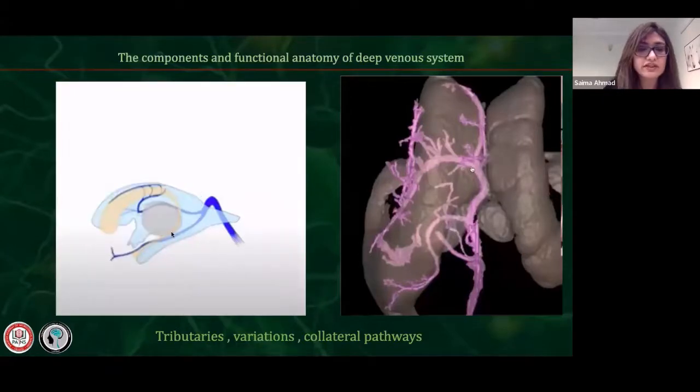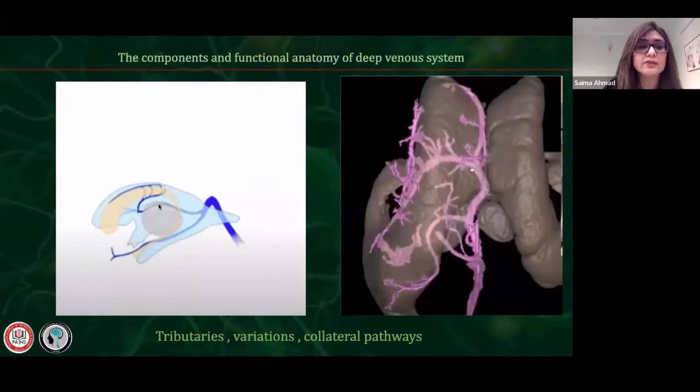So yes, with this. So these are the ventricles. The components and the functional anatomy of the deep venous system are only two: internal cerebral vein and the basal vein of Rosenthal. Basal vein of Rosenthal is part of the superficial venous system, but it makes connections with the ICV as well. So we also consider it part of the deep venous system. So these are the ventricles. This is the head of the caudate, and this is the thalamus.